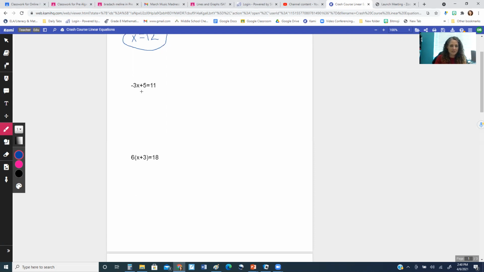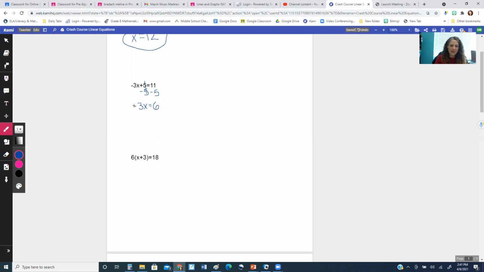So the opposite of addition is subtraction. So I'm going to subtract it away. So we always subtract it away. The first thing we do is we either add or subtract. Depending on what's here, we do the opposite. So I end up with negative 3x, because the 5's go away, equals, let's see, 11 minus 5 is 6.